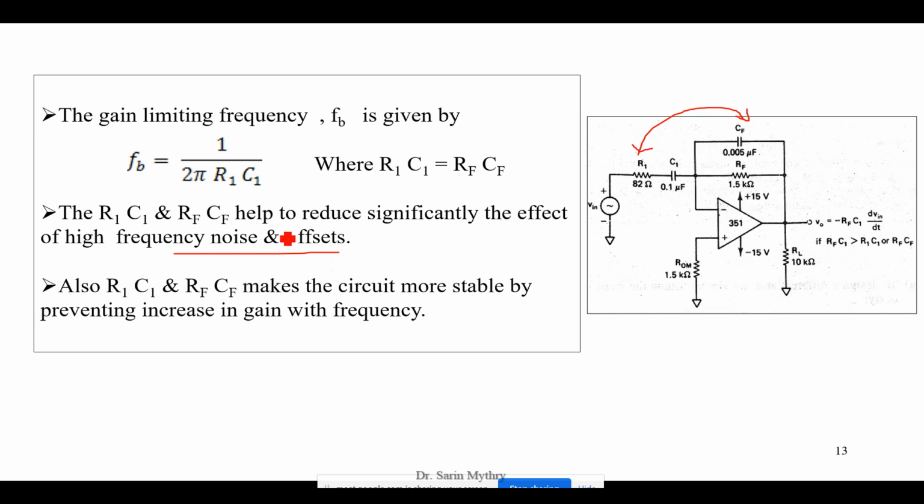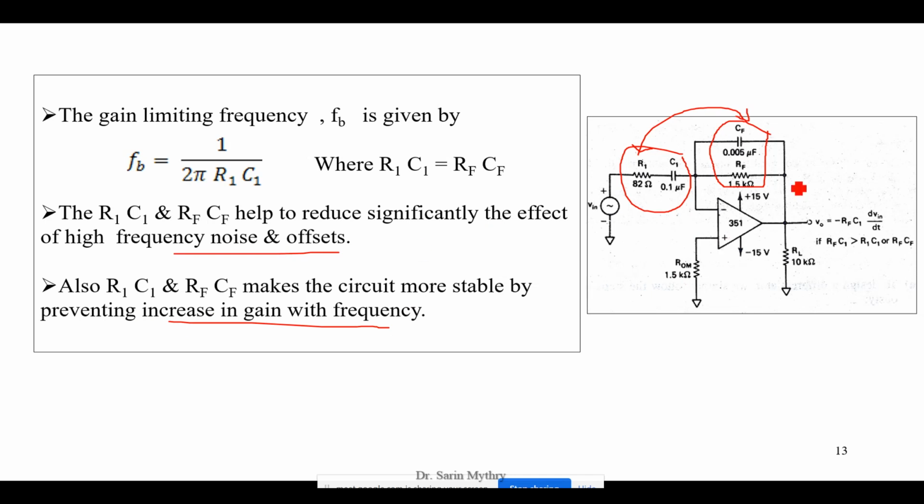And also, as I told you, this R1 C1 combination is not acting as an RC filter. It's acting as a filter to reduce or overcome the noises. These two combinations, RF and CF and R1 and C1, are used for stability purposes, to increase the stability and also to overcome the noises. So R1 C1 and RF CF are used for stability, thus preventing the increase in the gain with frequency. Earlier in the basic differentiator, the gain kept increasing with the increase in frequency.